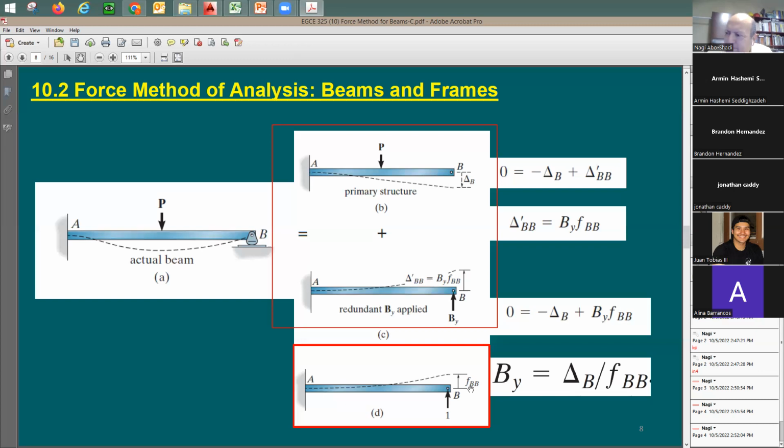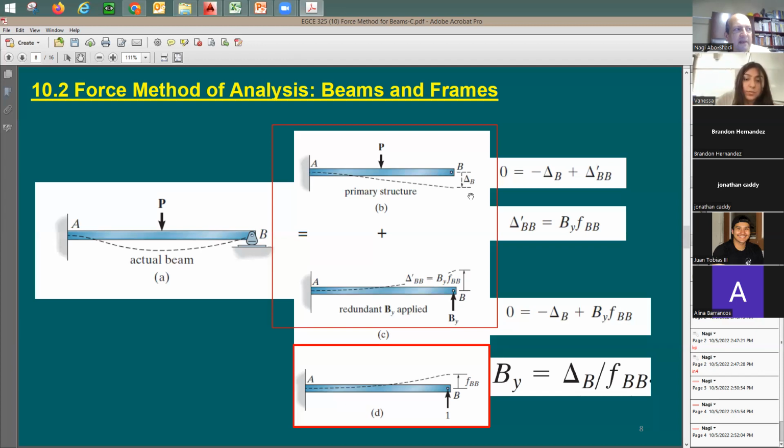Can you guys help me out? Wait, you mentioned the number of kips divided by what? I'm sorry, can you repeat the last sentence you stated? So what I'm saying is, if I just take this delta B divided by the deflection due to one kip, this will give me the reaction.